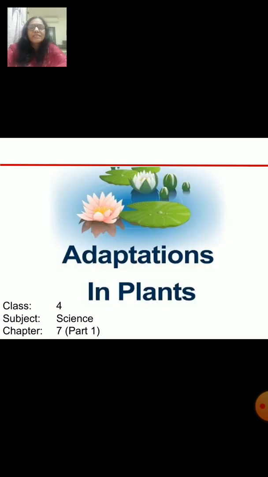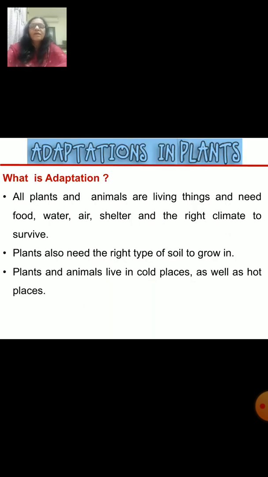So today's lesson name is adaptations in plants. Now we will discuss in detail what adaptation is, and in this chapter we will first learn about adaptations in plants. So what is adaptation? As I told, all plants and animals are living things, and as you know, living things need food, water, air, shelter, everything, and the right climate to survive. And plants need one more thing, what? The right type of soil to grow in.